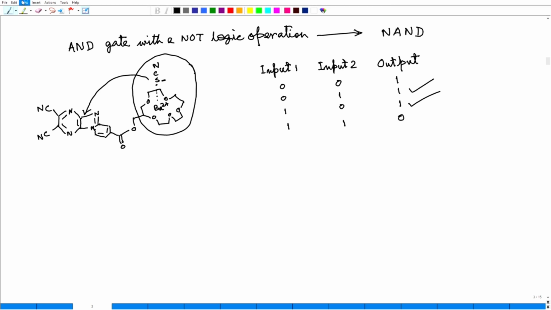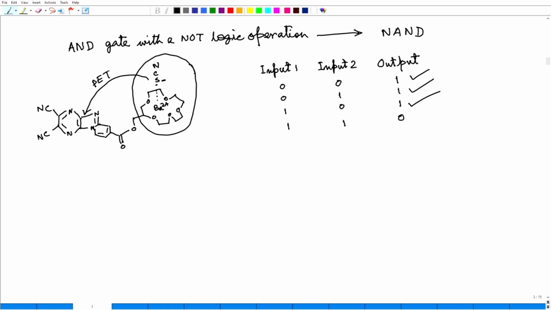And both are absent. Both barium and thiocyanate are absent in this molecule. If I excite it, no question of PET. So, both are 0, output is also 1. It is a very interesting compound. Now, when both are present, barium is present, thiocyanate is also present, then my output is 0, because now PET is possible.